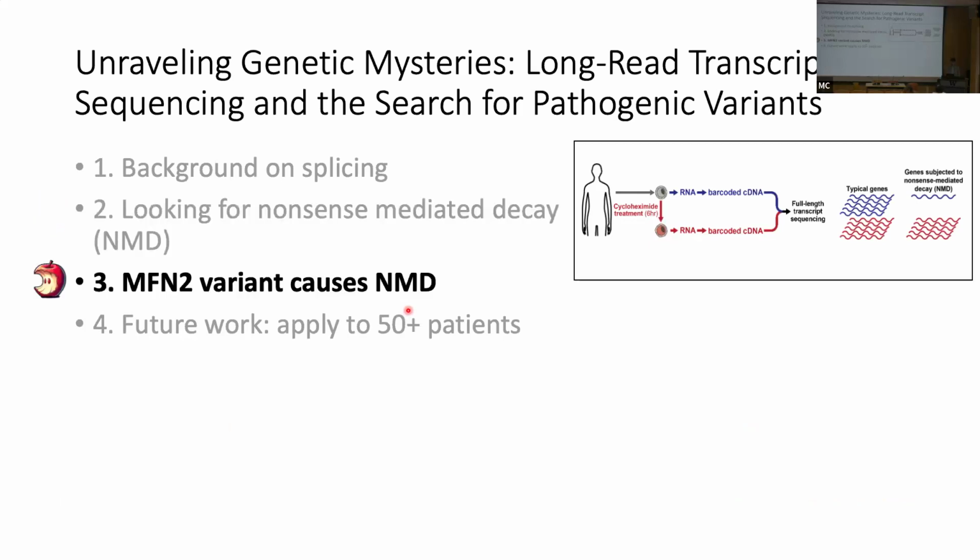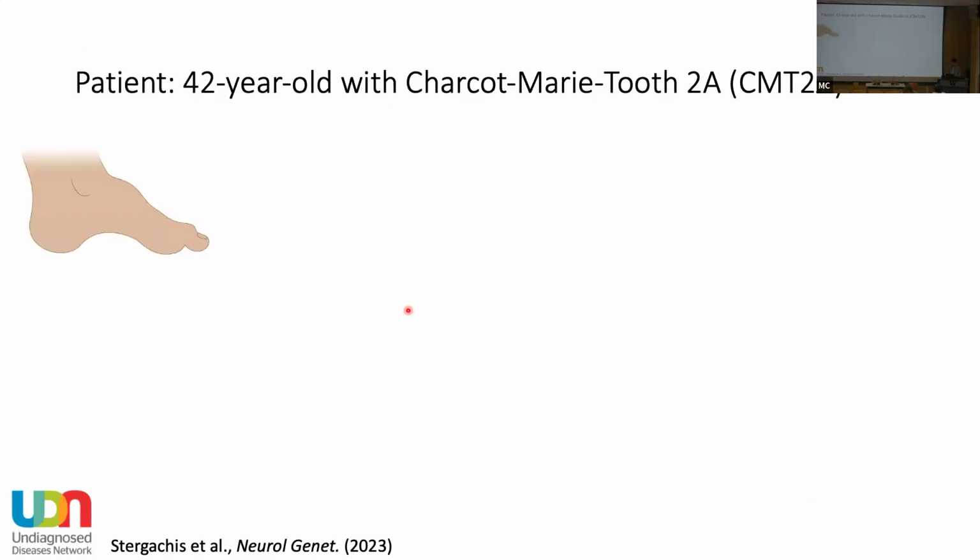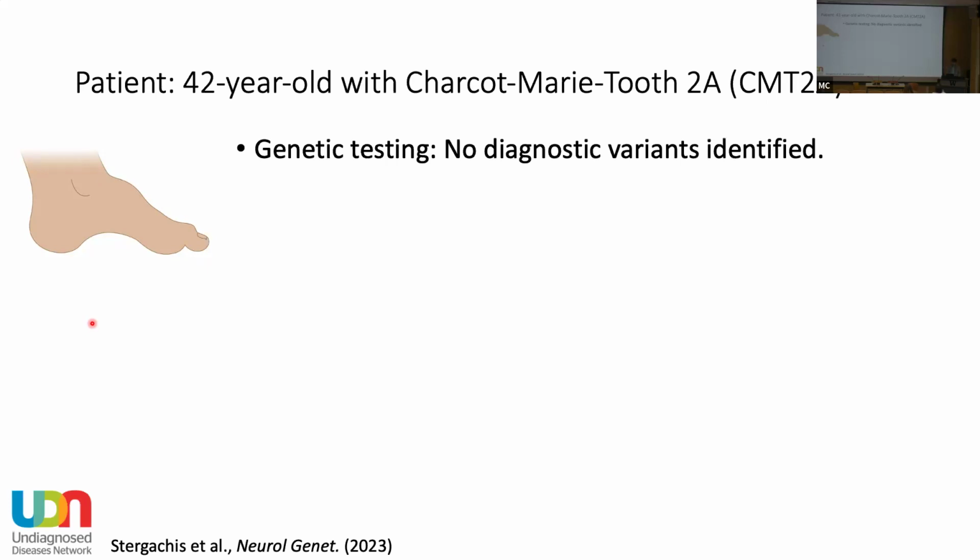And so now I want to show how we actually apply this in an actual patient. The patient that I want to present is a 42-year-old who came to the clinic with symptoms of Charcot-Marie-Tooth disease. This is a genetic neuromuscular disorder, and one of the key characteristics is highly arched feet, as you can see here in this picture. In addition to highly arched feet, they also have a lot of other nerve deficits, sensory as well as motor deficits.